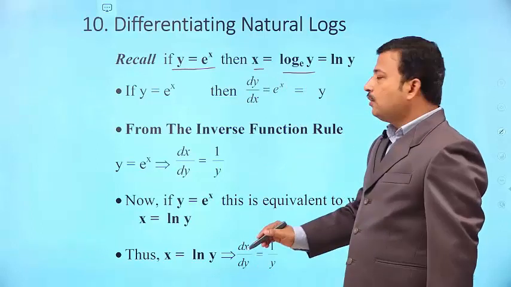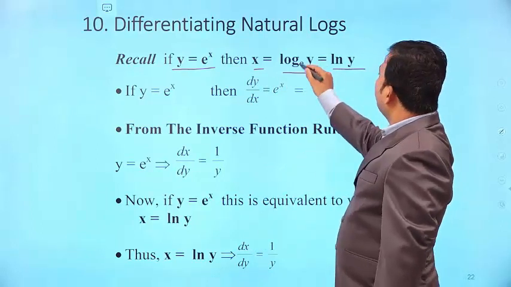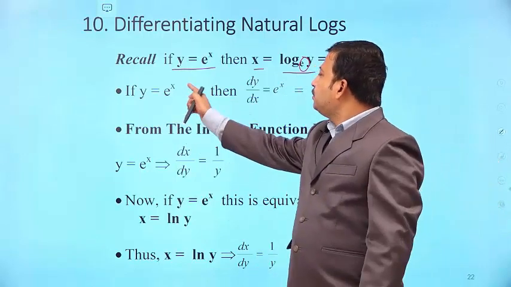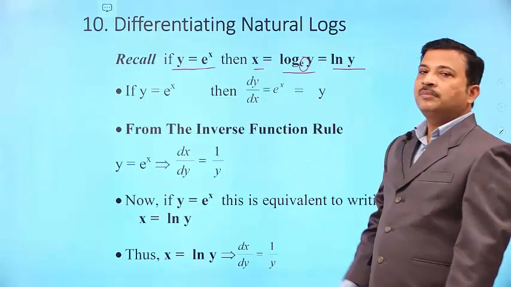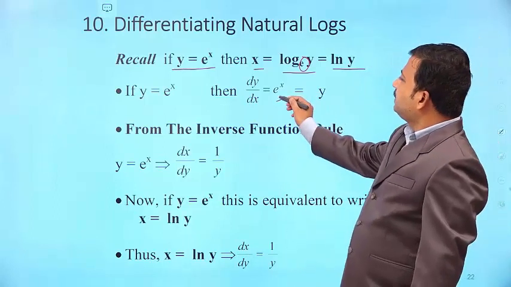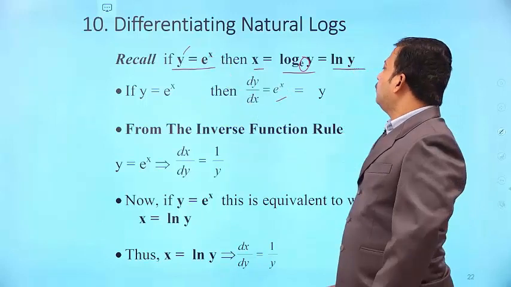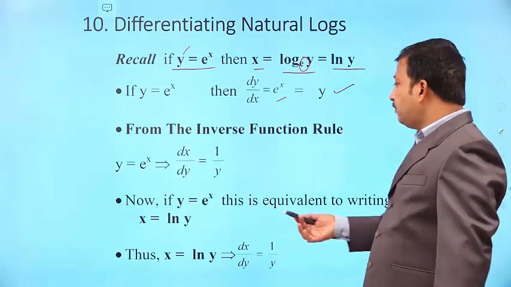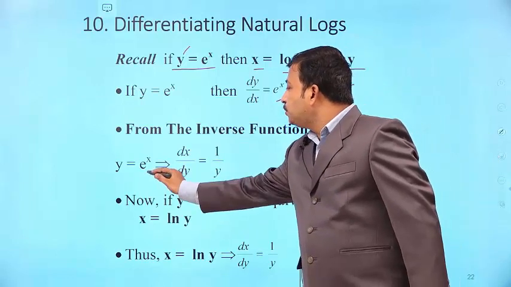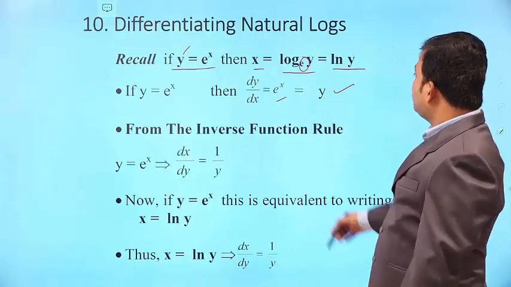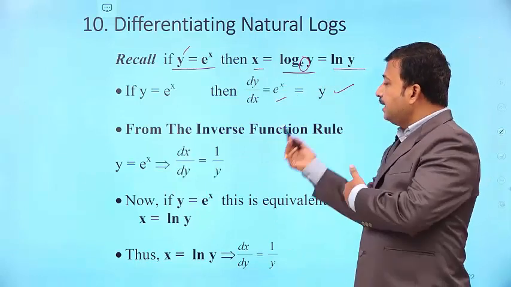Log y, or we call it ln y, because the base here is e, right? So if y is equal to e to the power x, then dy by dx equals how much? e to the power x, and e to the power x equals how much? y. Is it clear? So from the inverse function rule also we can find it like this. If y is equal to e to the power x, then dx by dy equals how much? 1 by y. Because if dy by dx is y, then dx by dy equals 1 by y.